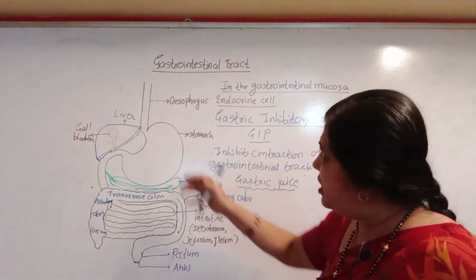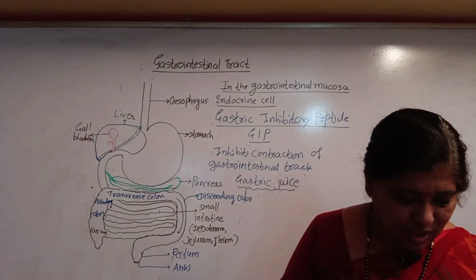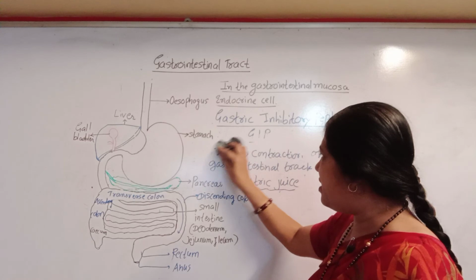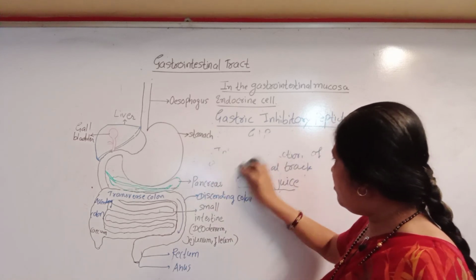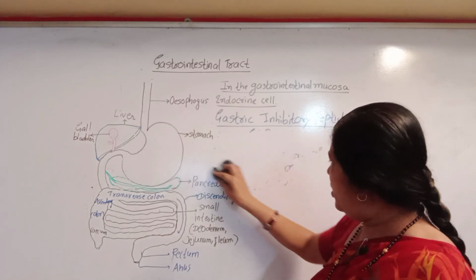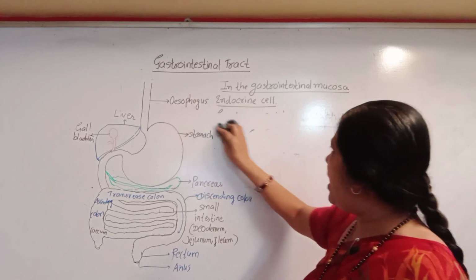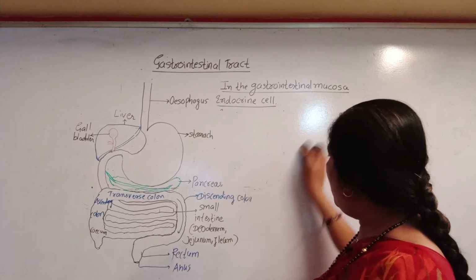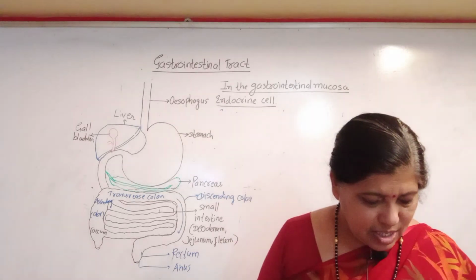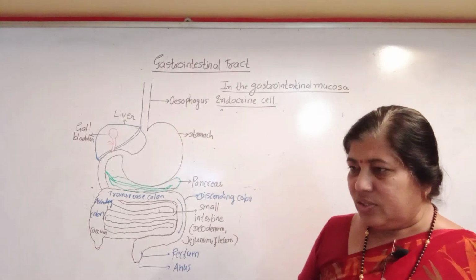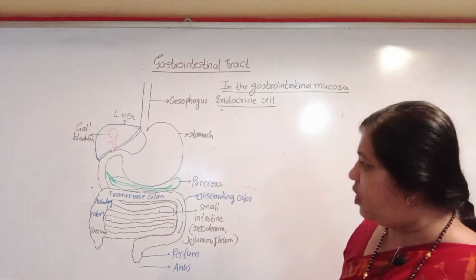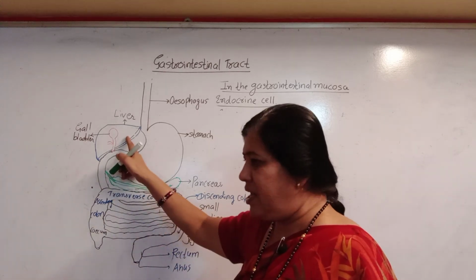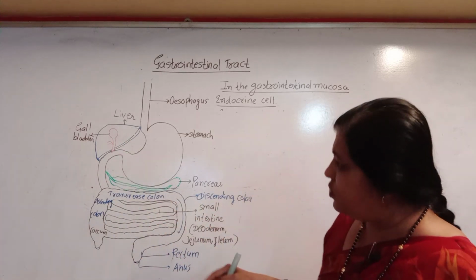So how many hormones are secreted by gastrointestinal tract? There are total 4 hormones which are secreted by gastrointestinal tract. The first hormone, that is gastrin. What is the role of gastrin? Gastrin stimulates gastric glands for what? For secretion of gastric juice. Second, that is secretin. Secretin is responsible for release of pancreatic juice and bile.